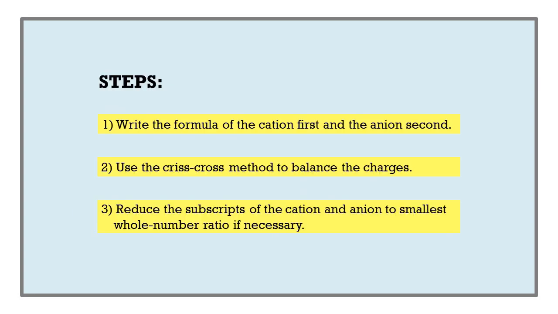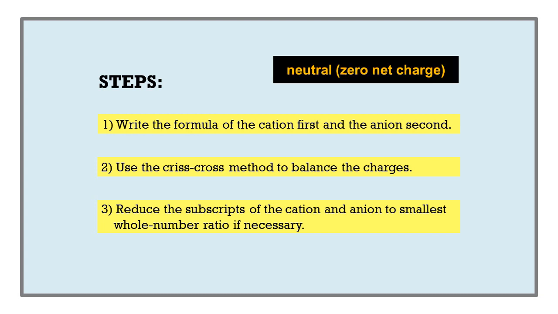Step number 2. Use the crisscross method to balance the charges. Sa crisscross method, yung charges ng dalawang ions ay nagko-crossover o nag-e-exchange para maging subscripts. Ipapakita ko later kung paano ginagawa ang crisscross method. Now, bakit kailangan nating i-balance yung charges ng cation at anion? It is because an ionic compound is a neutral compound. Its overall charge is 0.